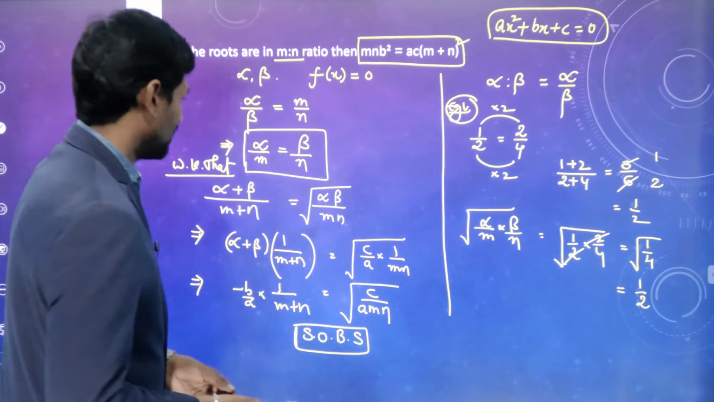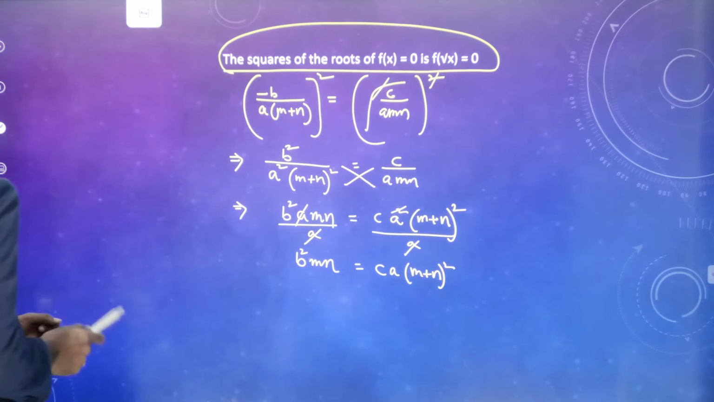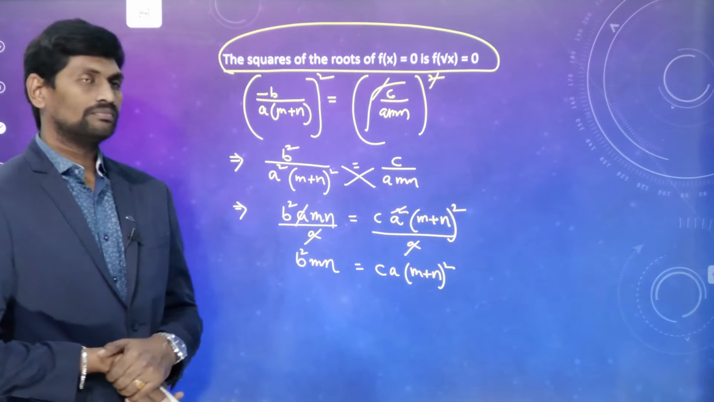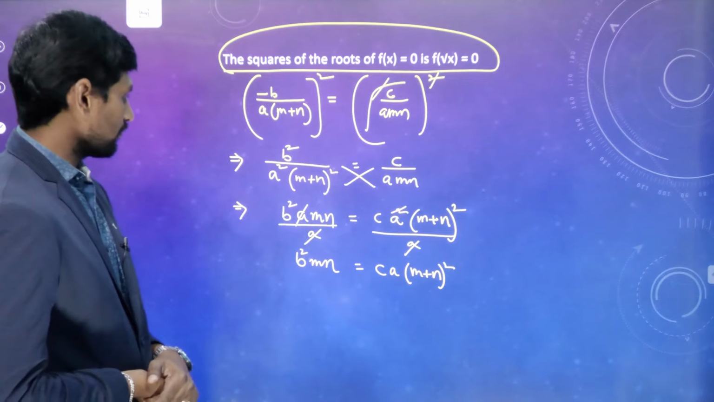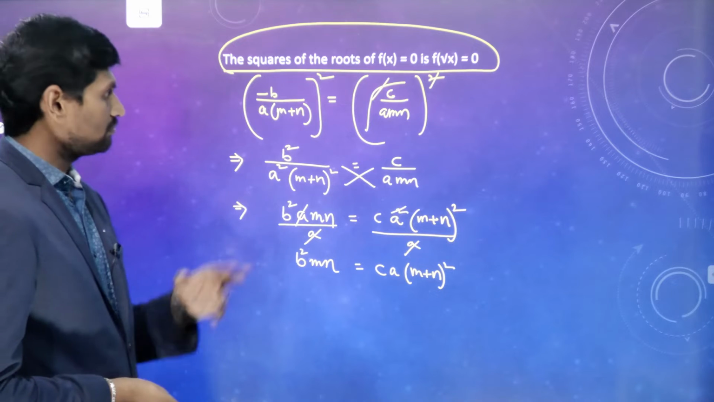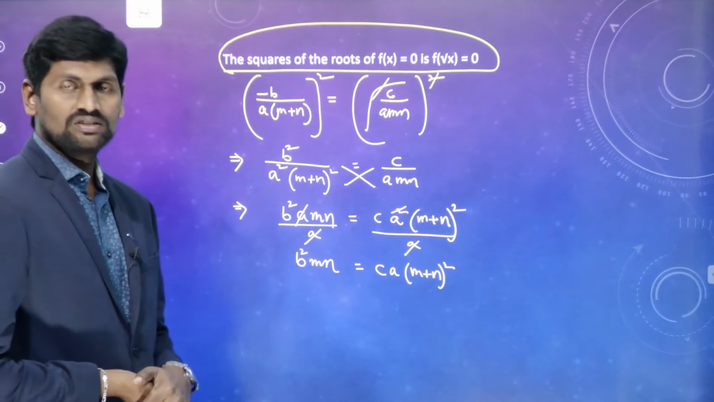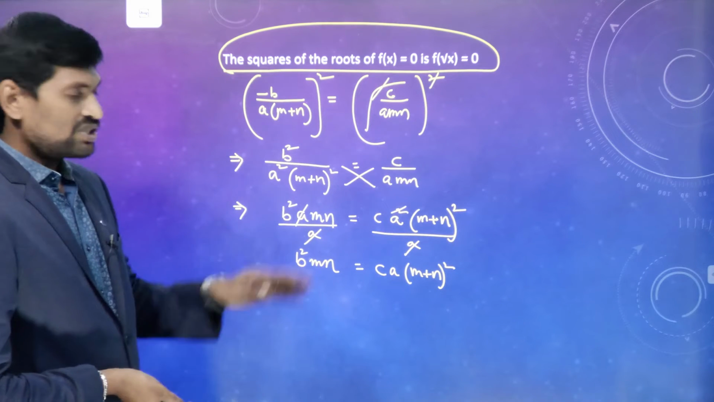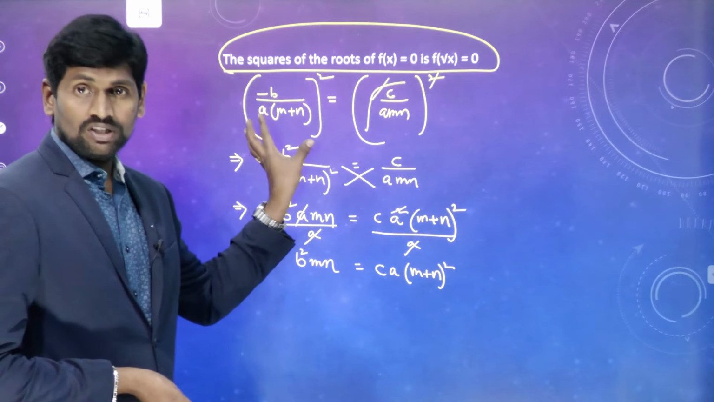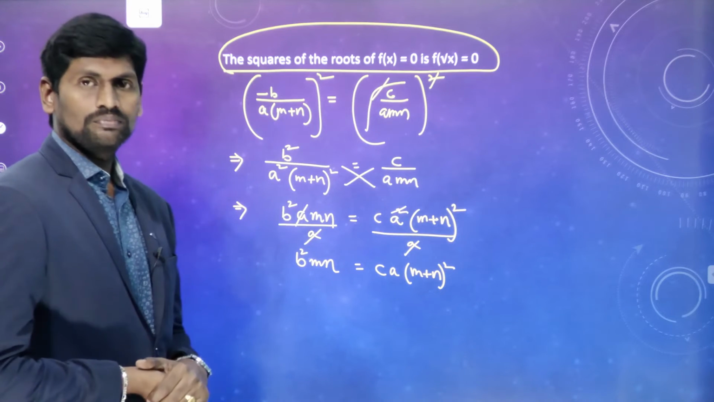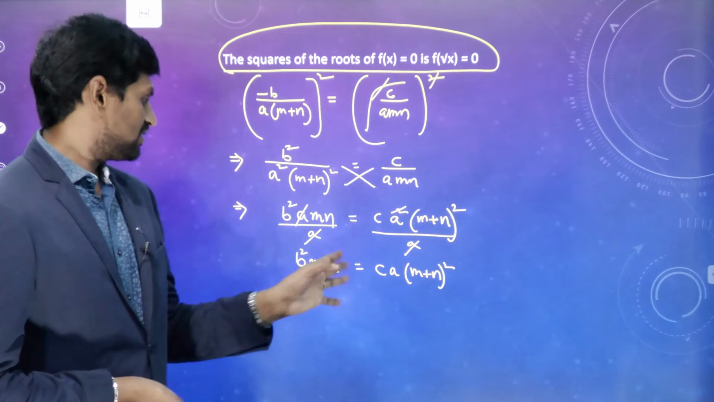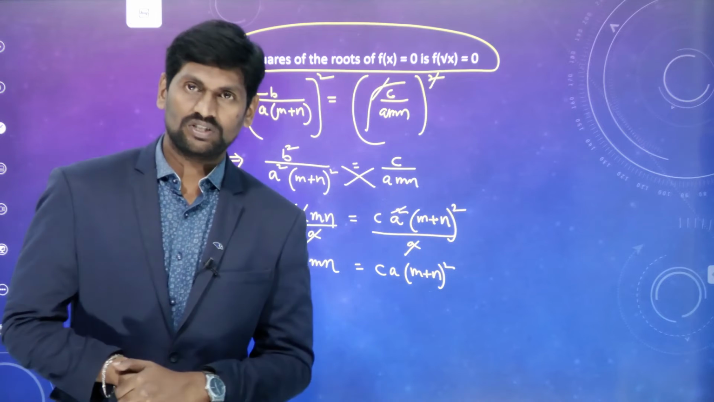Yeah, I'm just changing this. Squaring on both sides, apply the square for the numerator and denominator, each and every term. After that, cross multiplication, simplify and divide on both sides.